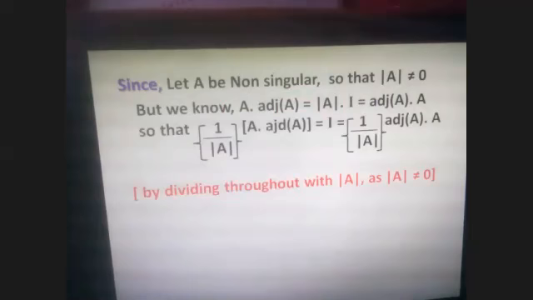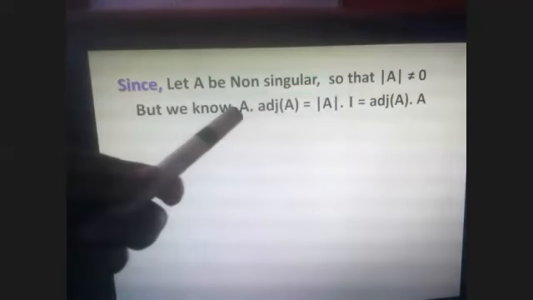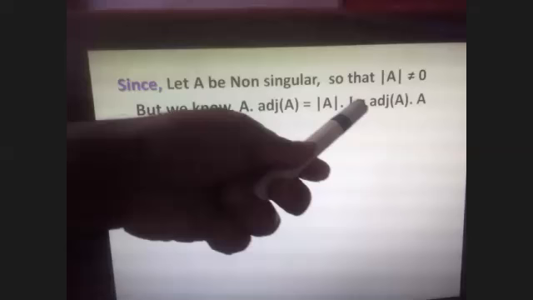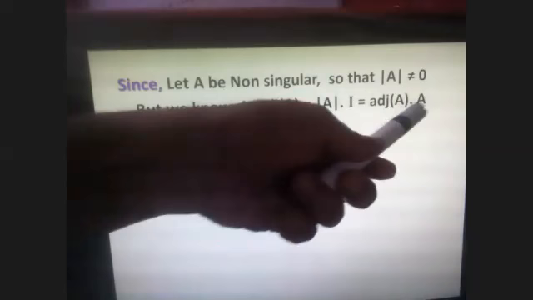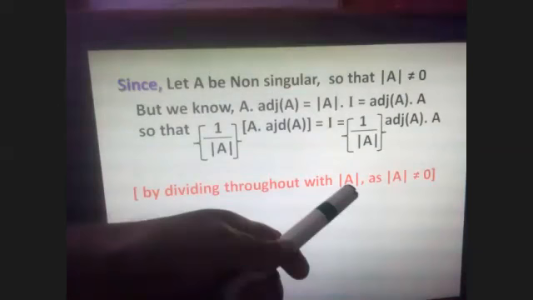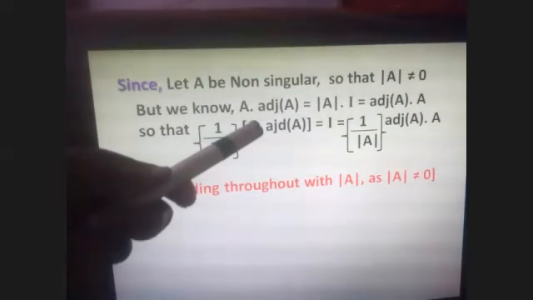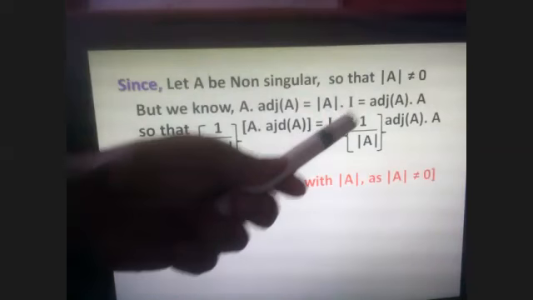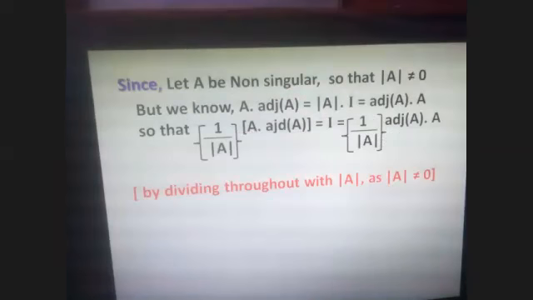Well, what happens if I divide throughout with the determinant of A? If I divide with the determinant of A, this will be I. This will be 1 by determinant A into this. Again, I can divide because determinant A is non-zero. Dividing throughout with determinant of A, I get 1 by determinant A into A into adjoint of A equal to I, that is equal to 1 by determinant A into adjoint of A into A. Is it clear? I divided all three sides with determinant of A, because determinant A is non-zero.